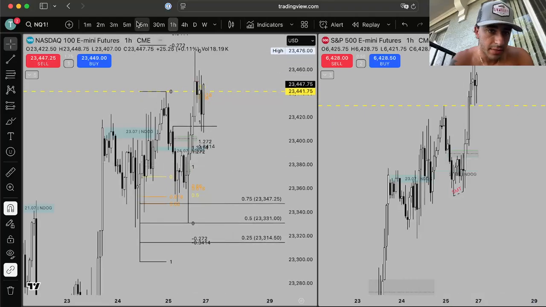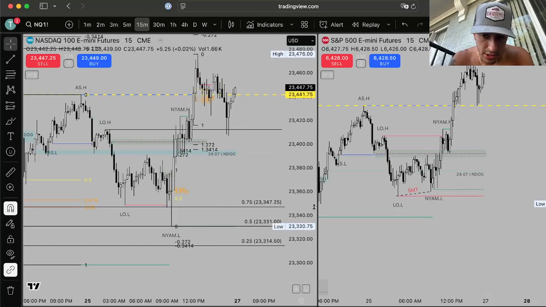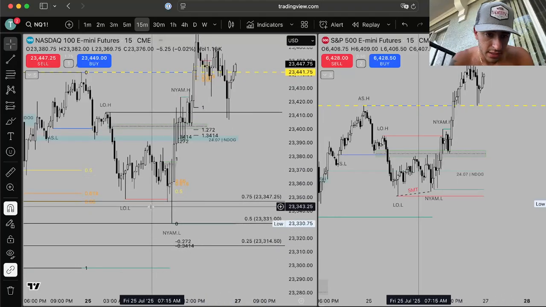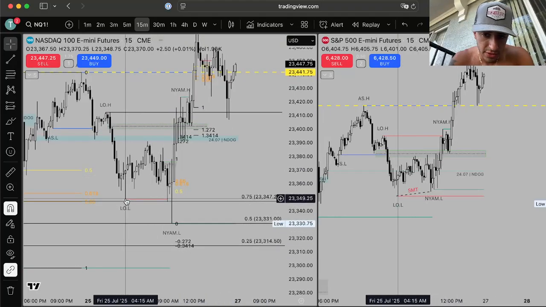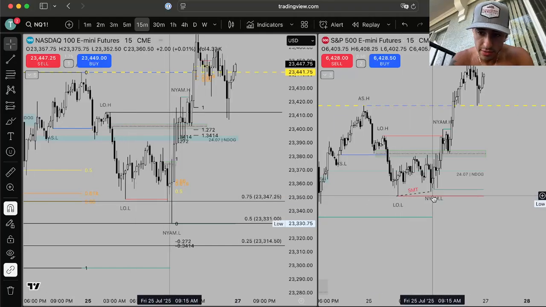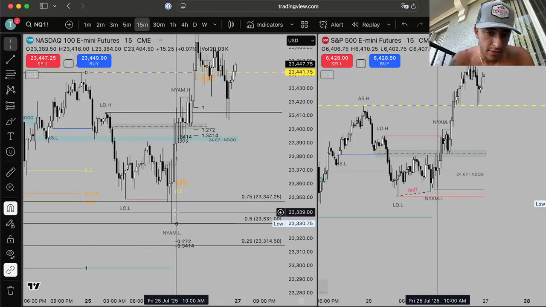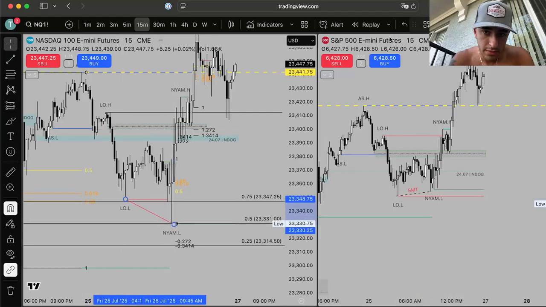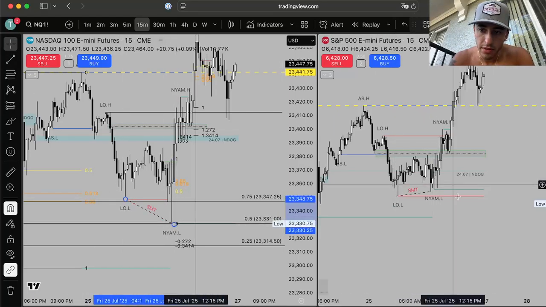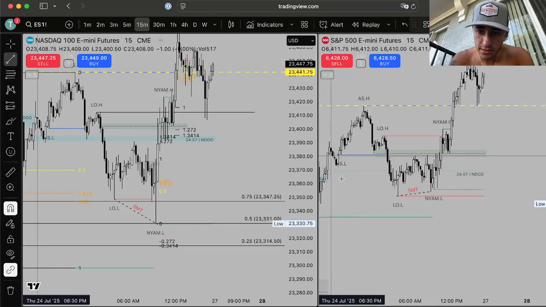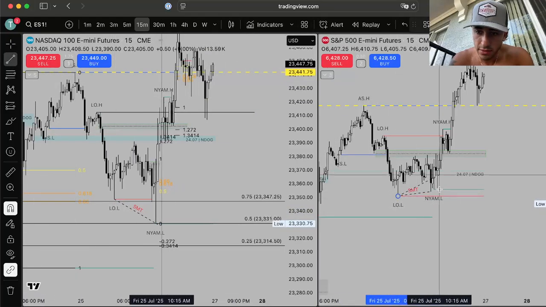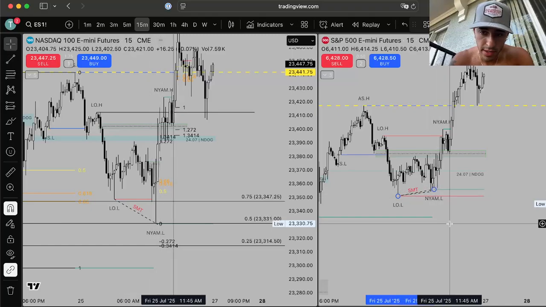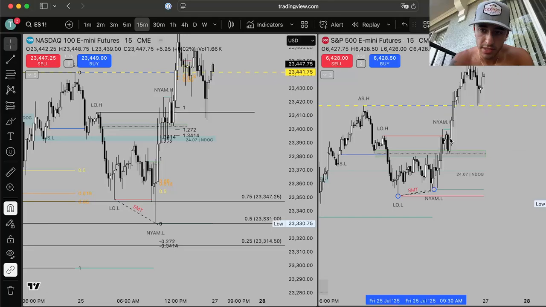So let's scale down a little bit. Another reason that I look to take longs today is we put in an SMT. First, we put one in right here, which I have marked out, and then we had another one right at market open, right? We had this as well, when on ES, we did not take out this low. So we have two SMTs.